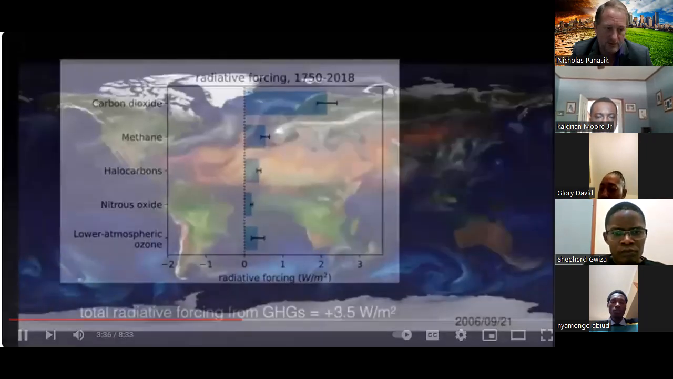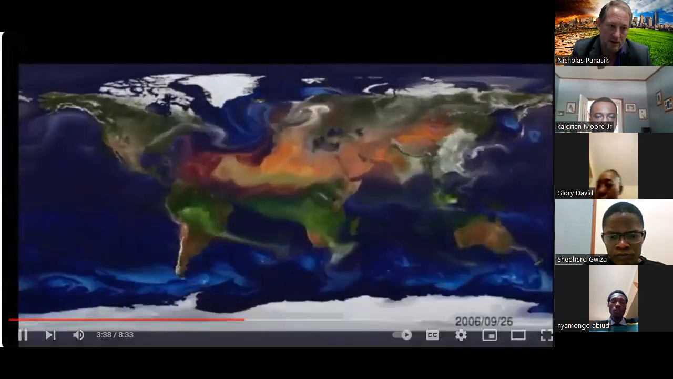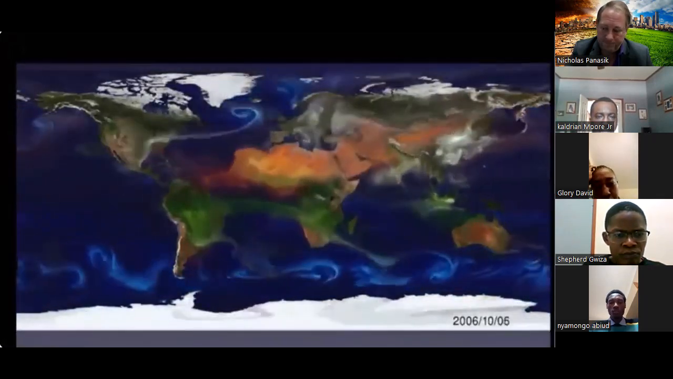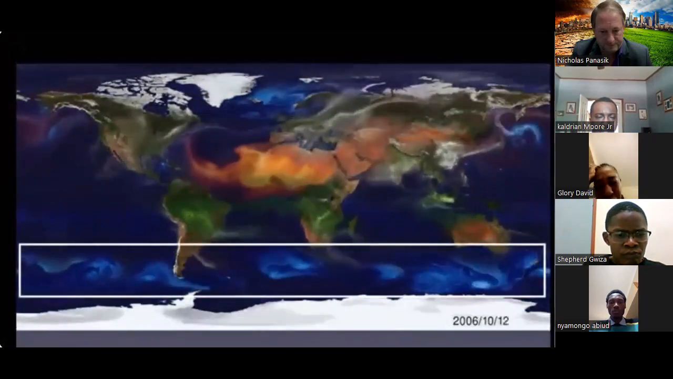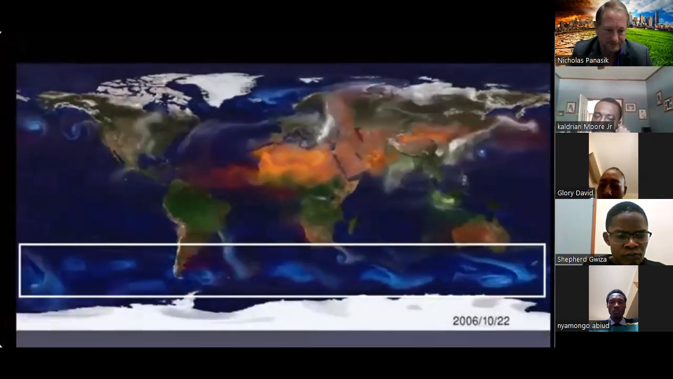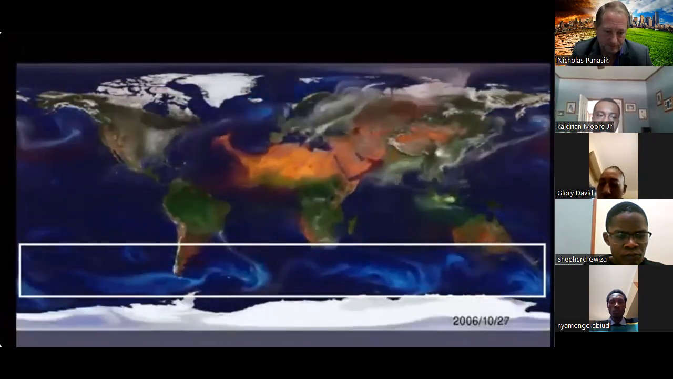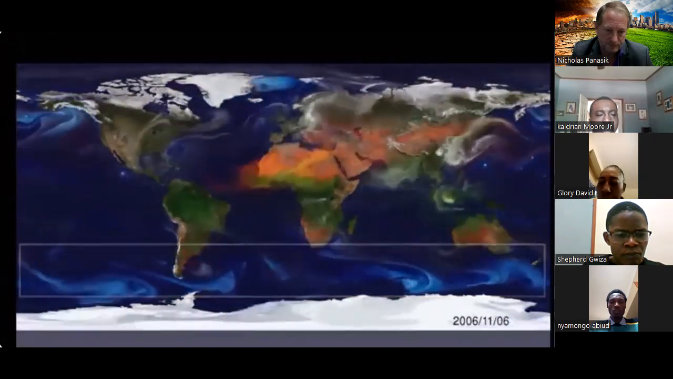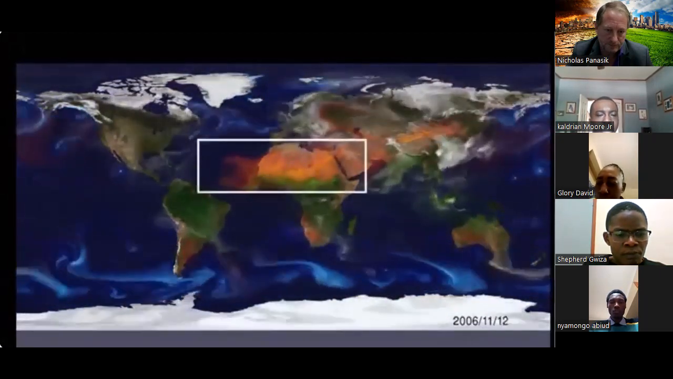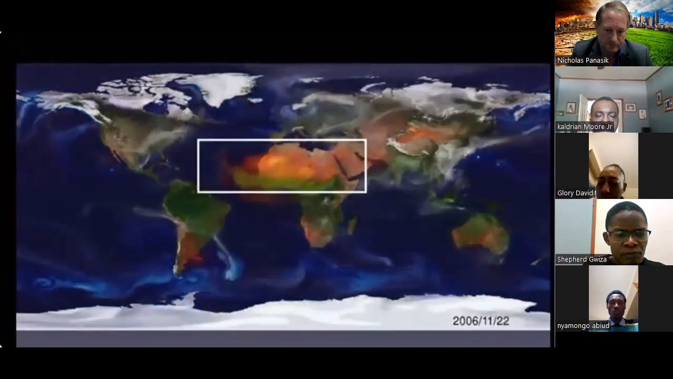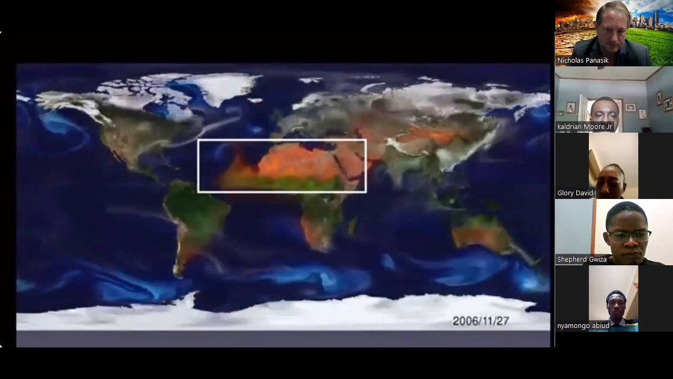Okay, here we go. This animation shows the distribution of aerosols over the Earth. Blue shows sea salt aerosols, which are formed when strong winds lift droplets of water into the air and the water evaporates, leaving a salt particle. Red shows dust aerosols, which are lifted from the ground primarily in the big deserts of the world, like the Sahara. This dust can be transported long distances.